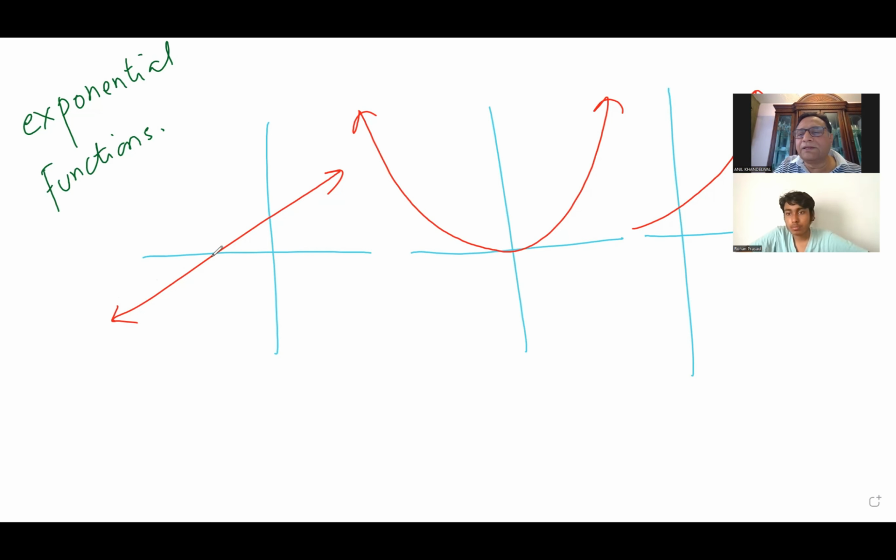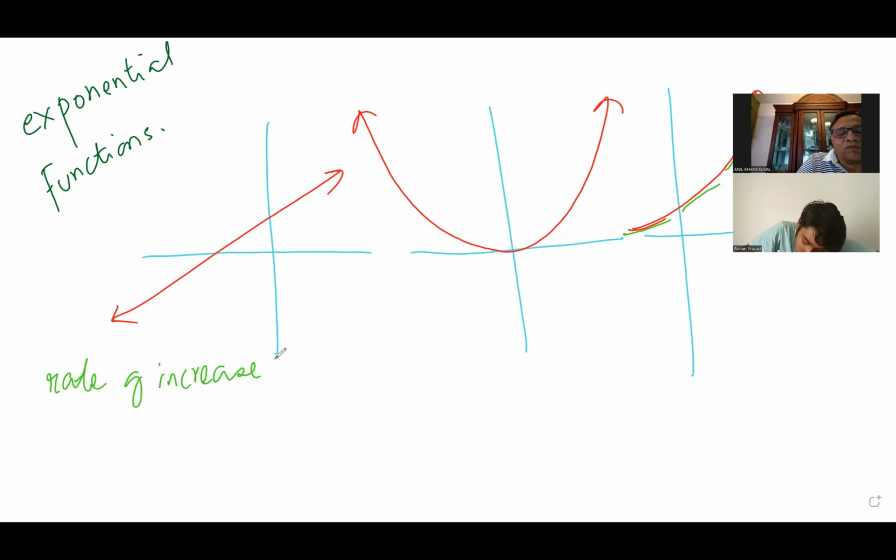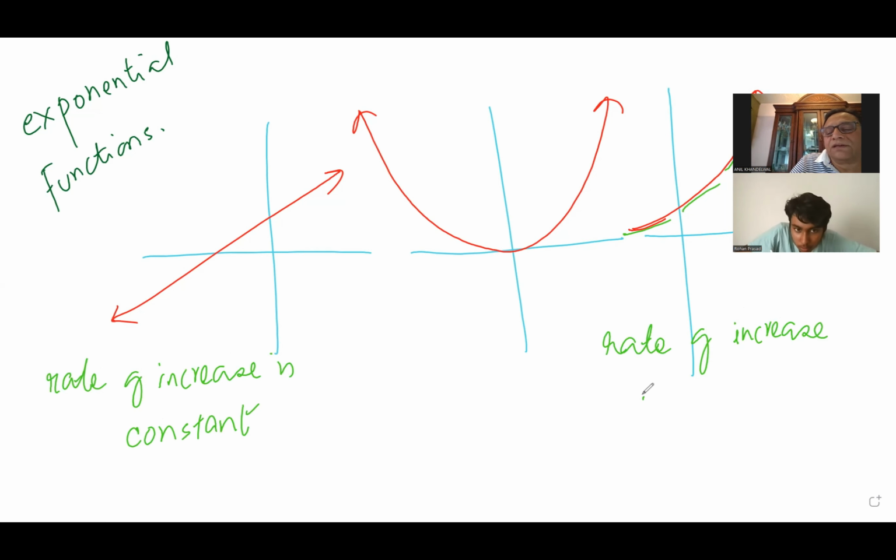How? In a line, the increasing rate is constant. It increases at a constant rate, correct? But the exponential function increases at a higher and higher rate, right? You see, at any 2 points, if we draw a tangent line, then the slope of the tangent is different. You get the idea? Yeah. So the rate of increase increases. So here the rate of increase is constant, and here the rate of increase increases.